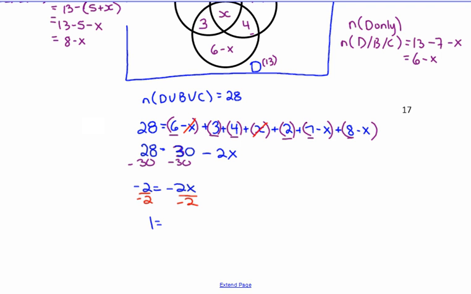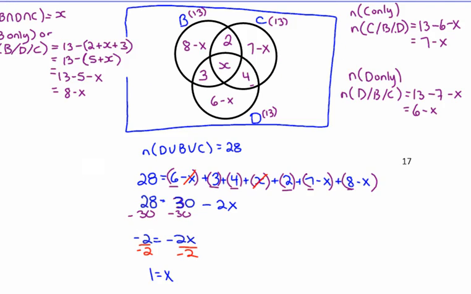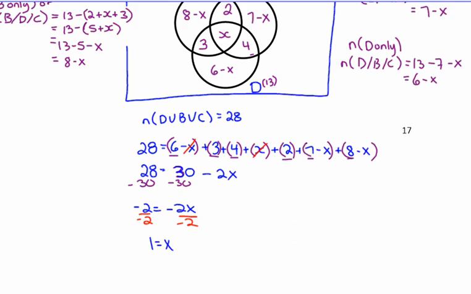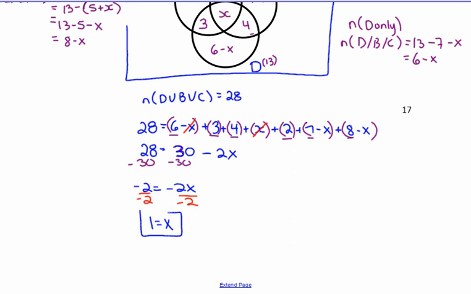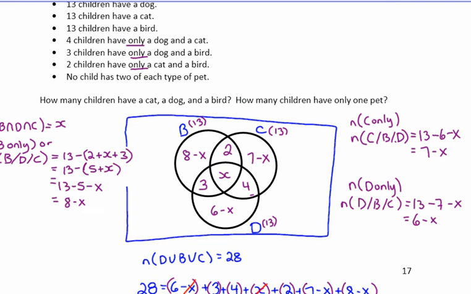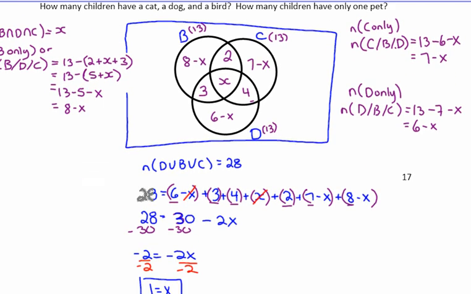1. Okay, so how many had all 3? How many children have a cat, a dog, and a bird? So 1 has all 3. And then they're asking, how many children have only one pet? So if x is 1, who are the ones that are only one pet? Which part of the circle? The outside portions, right? The B only, C only, D only. That would be one pet.